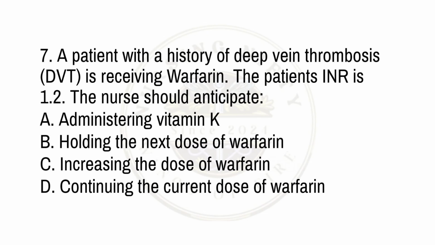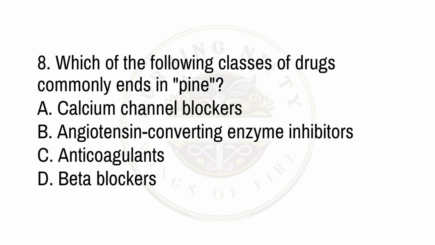So here the right answer is option C, increasing the dose of warfarin. So an INR of 1.2 is below the therapeutic range, indicating the need to increase the warfarin dose to achieve proper anticoagulation.